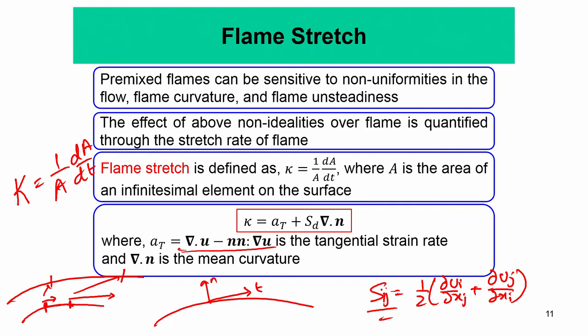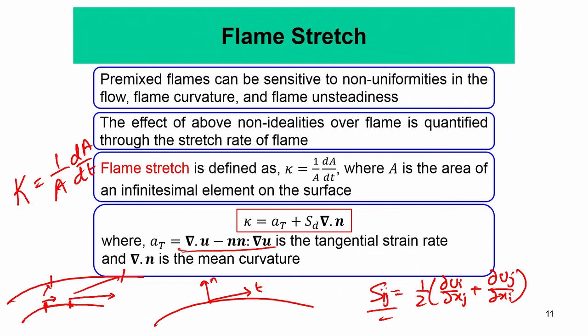It is very intuitive. You are basically on a surface, and if you push different parts of the surface differently, then this can lead to extension or contraction of the surface, and that is what is quantified by the tangential strain rate.